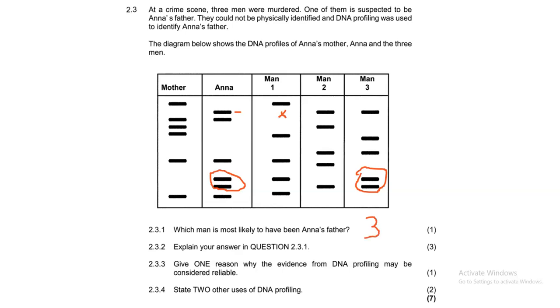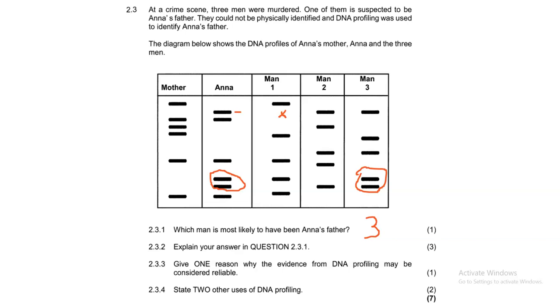Reasons, remember, first of all, Anna gets the bands from mother and the father. That should be a first reason. All 3 bands which are not on Anna's mother are there on man number 3. Second point. Lastly, because number 3 is having those bands which are missing, therefore we can conclude that he is more likely to be Anna's father. Those are my 3 reasons.